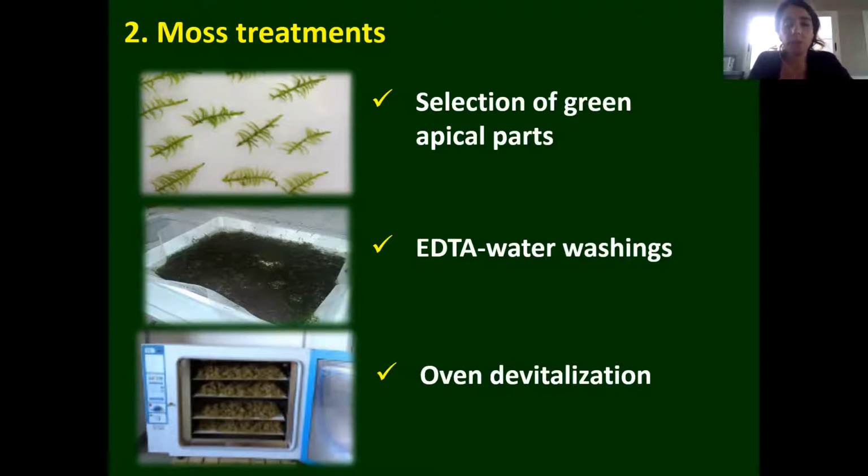After that, we do oven devitalization. This treatment is a simple drying in several steps or one single step, in order to use not living but dead moss, because we studied that even if we use dead moss, it is always able to catch contaminants. So the effect of metabolism on the capture of contaminants is nullified.